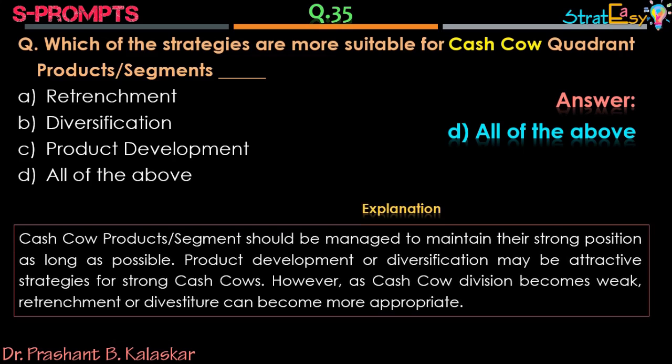Cash cow products or segments should be managed to maintain their strong position as long as possible. Product development or diversification may be attractive strategies for strong cash cow products. However, if cash cow divisions become weak, retrenchment or divestiture strategy can become the more appropriate strategic decision.